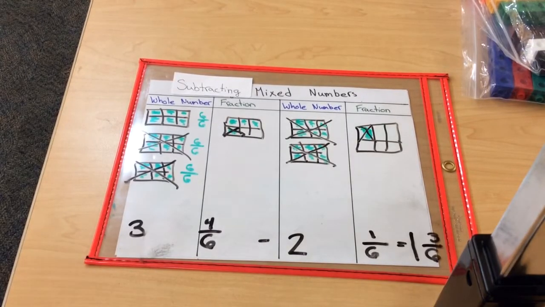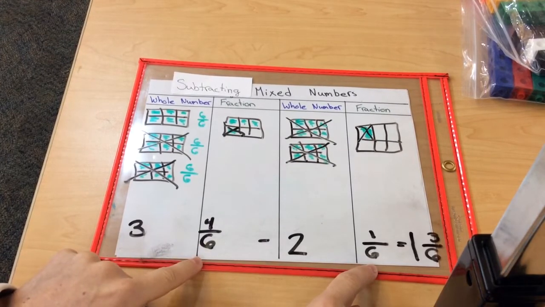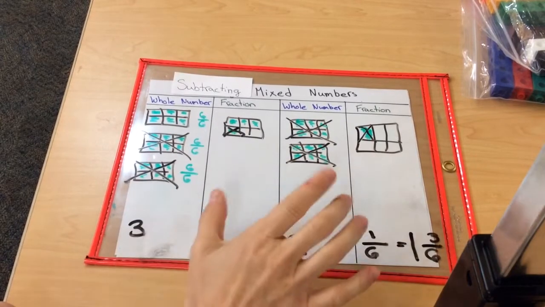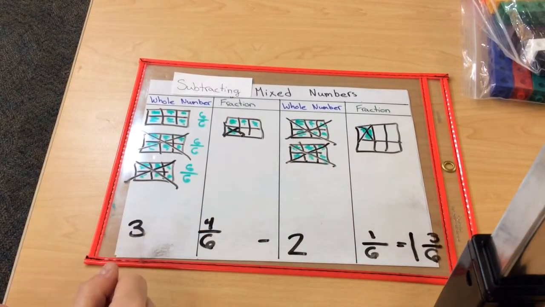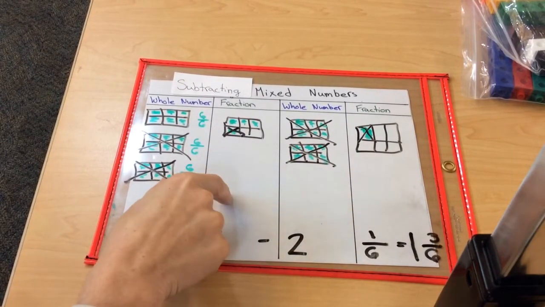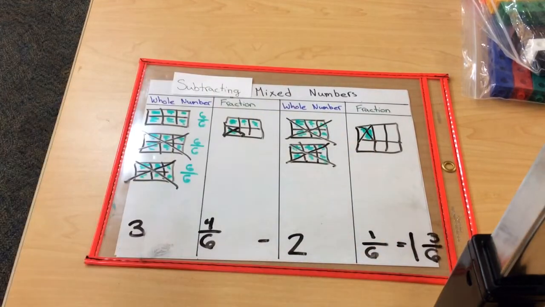Keep drawing pictures. Use your cubes, use manipulatives to help you out. If you don't draw a picture, remember to start with fractions first. You can recreate this chart. I split it into 2 sections, whole number and fraction, whole number and fraction. Okay. I hope this helps.